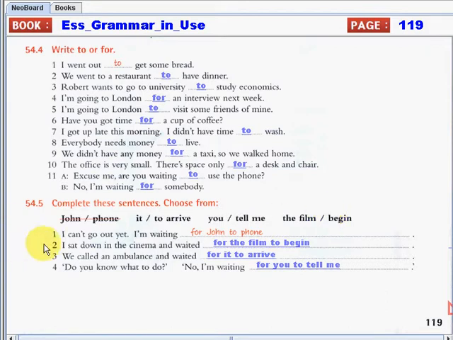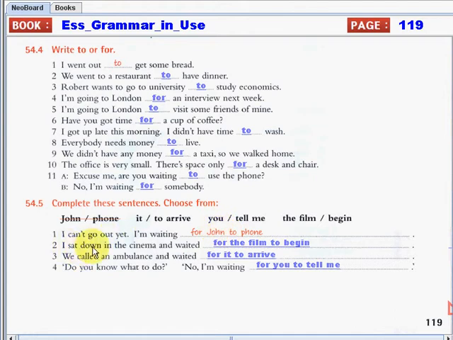Okay, so let's look at number 1. I can't go out yet. I'm waiting blank. Okay, so you can see that there is a purpose or an aim with this sentence. So you will just add the word for. So for John, and then phone, so to phone. Okay, so you will just add the word for and to.